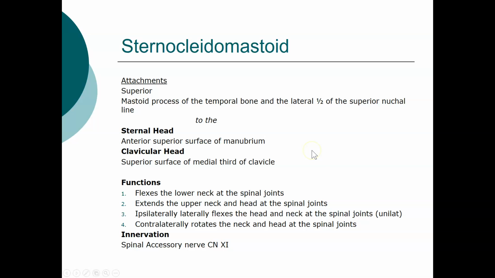Its functions: it flexes the lower neck at the spinal joints, extends the upper neck and head at the spinal joints. It is an ipsilateral lateral flexor, so it laterally flexes the head and neck at the spinal joints when working unilaterally. And it is a contralateral rotator, so it contralaterally rotates the head and neck at the spinal joints. So we'd like to say then basically it's an ipsilateral lateral flexor, contralateral rotator. Innervation is spinal accessory nerve, cranial nerve 11.